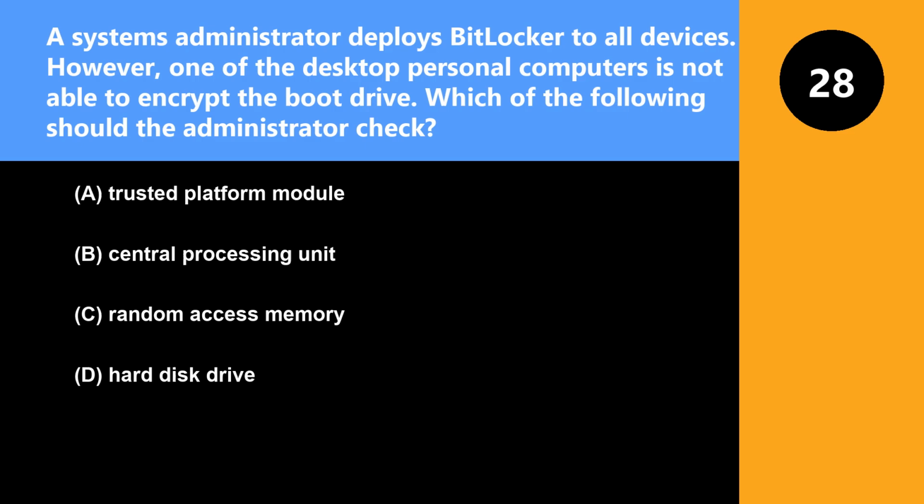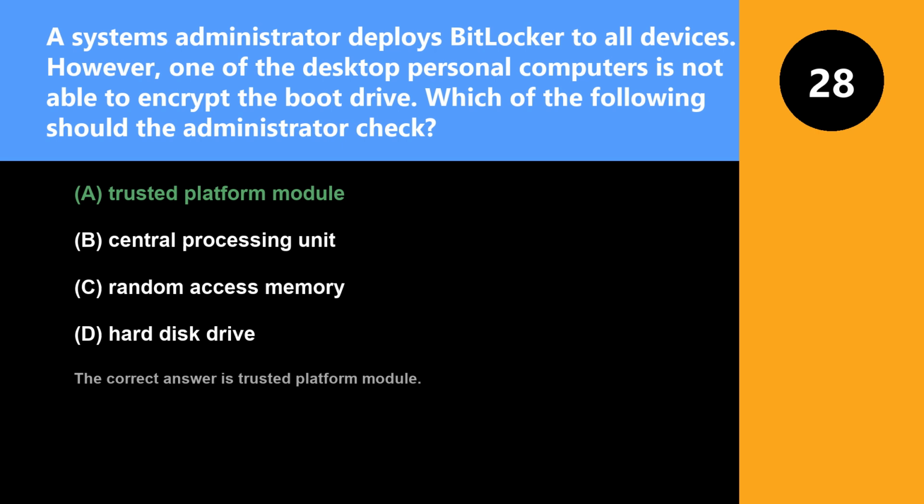Question 28. A systems administrator deploys BitLocker to all devices. However, one of the desktop personal computers is not able to encrypt the boot drive. Which of the following should the administrator check? Option A, trusted platform module. Option B, central processing unit. Option C, random access memory. Option D, hard disk drive. The correct answer is option A, trusted platform module.